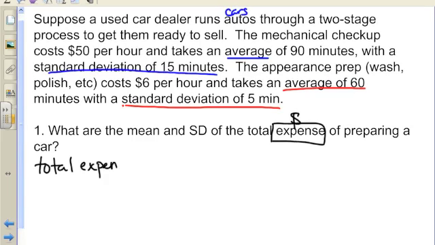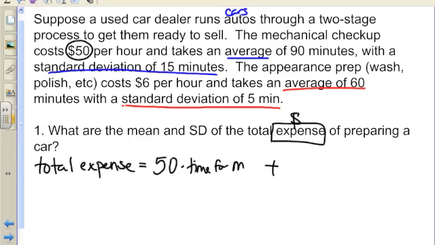In my mind, I'm thinking, well, total expense, that's going to be the expense for the mechanical part plus the expense for the appearance part. Now, the mechanical costs $50 per hour. So it costs $50 times however many hours it takes.